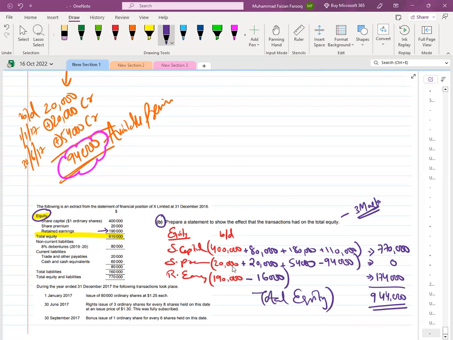We are done with it. C requirement is theory. What are the uses of premium account? We discussed it in the book already, and I sent you the points to memorize on your WhatsApp. Share premium can be used to issue bonus shares. It can be used to write off formation expenses, write off debenture expenses, right? It can be used to pay premium on redemption of debenture. This you need to memorize, and that's free 3 marks for the theory. And that's it for this past paper.